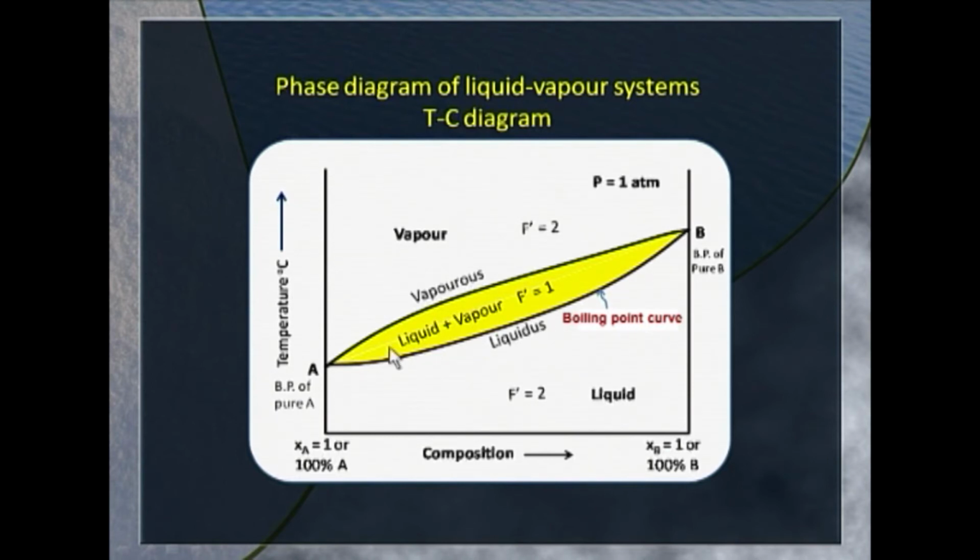And we can call this liquidus curve also as the boiling point curve, because it gives us the boiling point of the liquid mixtures of A and B of various compositions. As we change from 100% A to 100% B, the boiling point changes along the line shown by the liquidus. The upper line, on the other hand, gives us the composition of the vapor that is in equilibrium with the liquid at a given temperature.